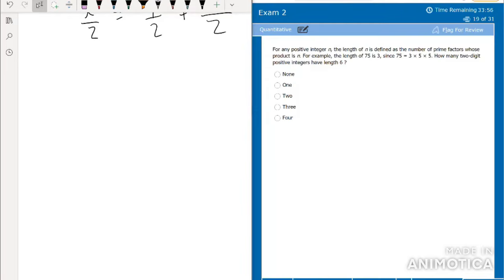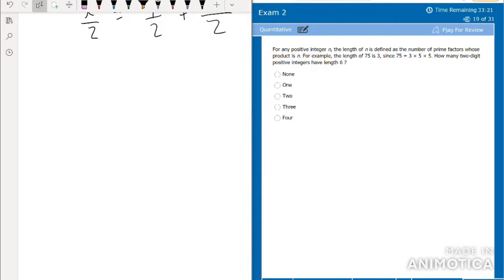The length of n is defined as the number of prime factors whose product is n. I think then it's the number of prime factors whose product is n. So the length of 75 is 3. Oh, okay, what a weird way of saying how many prime factors it has. Yeah. How many 2-digit positive integers have length 6?